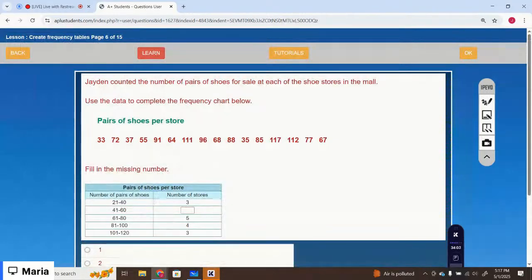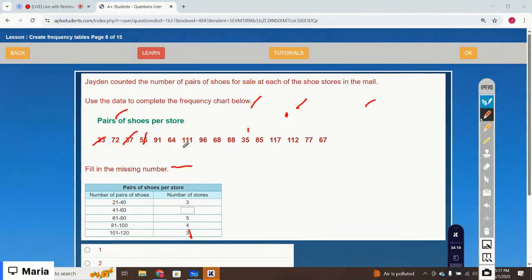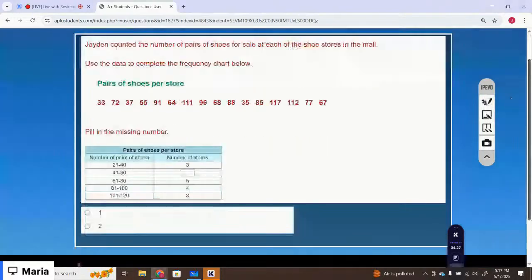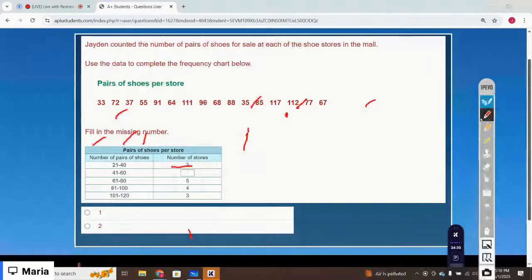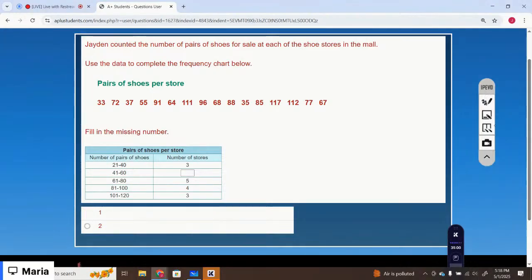Jaden counted the number of pairs of shoes for sale at each of the shoe stores in the mall. So use the data to complete the frequency chart below. The values between 41 and 60. Oh, 41 and 60, not 33 and 37. Only one. Option number one is the correct option. We have only one value in this range.